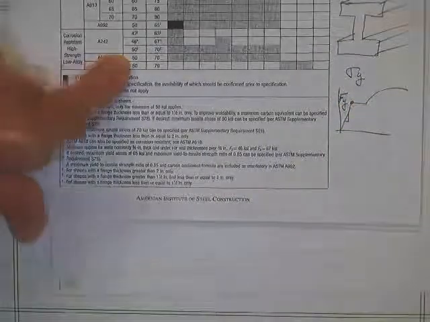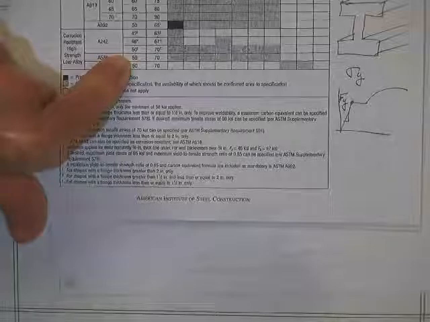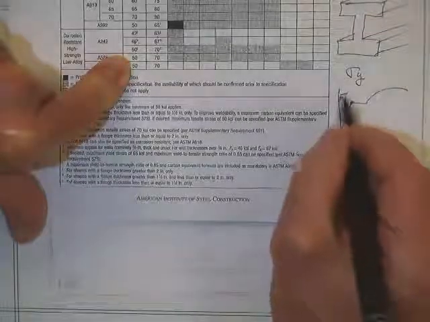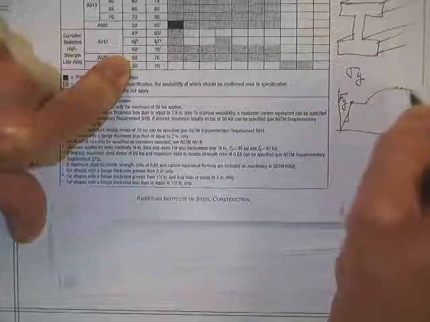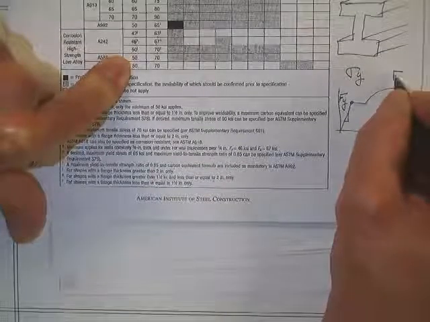You and I like sigma sub Y because it makes the architects think we're doing something really special, and they don't like Greek symbols. But when you get into this code, it's called F sub Y. And instead of sigma ultimate, we're going to call this one F sub U.